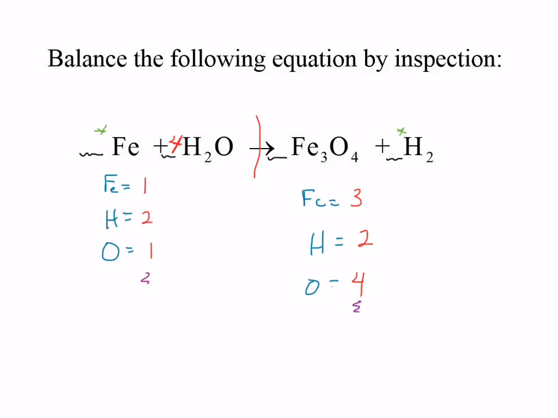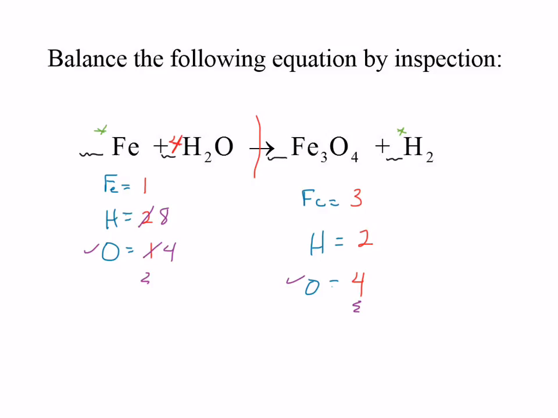How many hydrogens do we have now? And then how many oxygens do we have? 4, which is what we wanted. Sometimes I fix something and then it gets messed up later. So it's fixed for now. Cool. Well, that leaves my hydrogens and my irons.